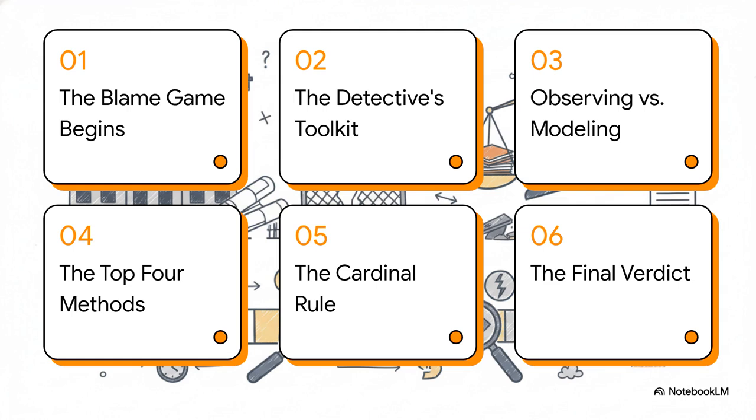First, we'll head to the scene of the crime, where the blame game always starts. Then we'll open up the detective's toolkit and look at the official rulebooks. We'll get into the two main schools of thought, observing versus modeling, before digging into the top 4 methods in the field. After that, something absolutely crucial, the cardinal rule of evidence. And finally, we'll reach the final verdict on how to pick the right tool for the job.